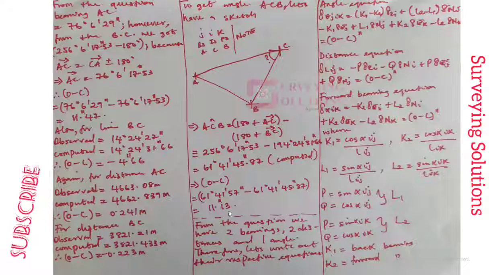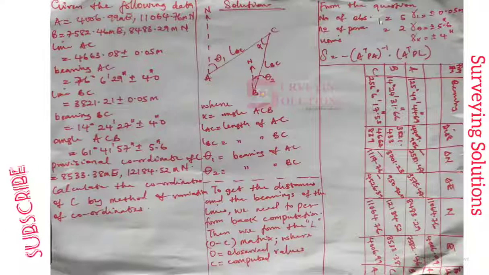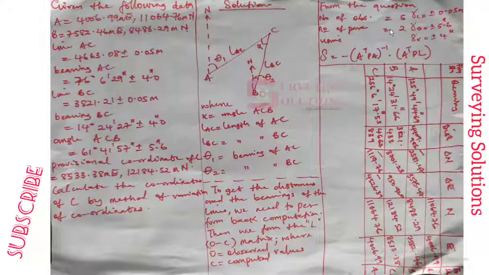Good. Now, from the question, we have two bearings, two distances, and one angle. Therefore, let us write out the respective equations. We told you from the beginning the number of observations and the number of parameters, right? Good. That's what we try to note here.